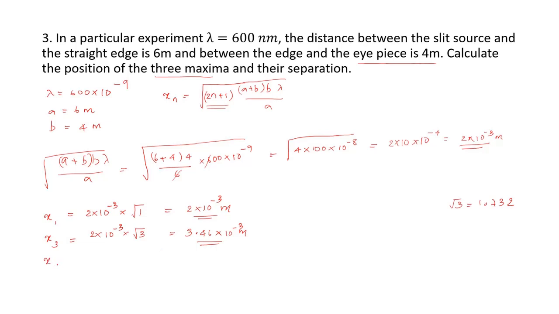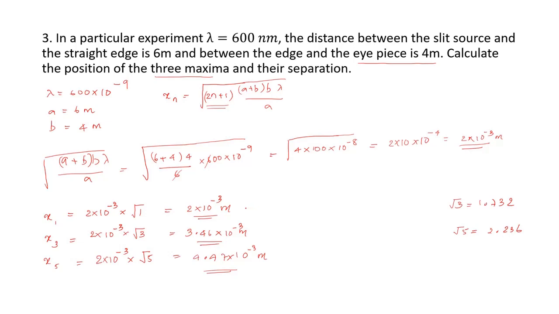The next maxima will be at 5. So the answer is 2 into 10 to the power negative 3 into root 5. And the value of root 5 is around 2.236. So the answer is 4.47 into 10 to the power negative 3 meters. So these are the positions at which you will observe the three maxima.